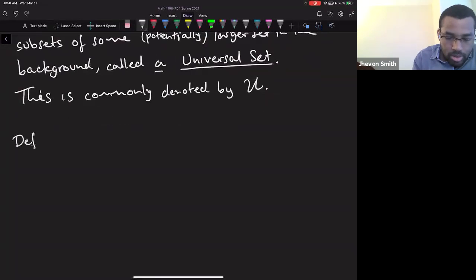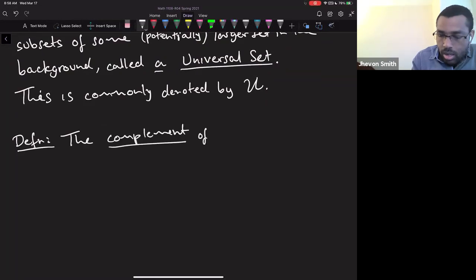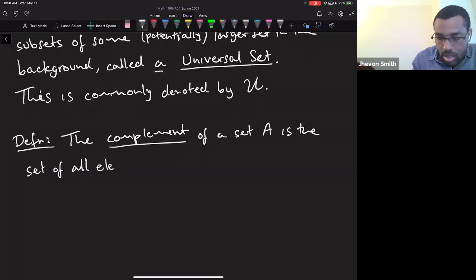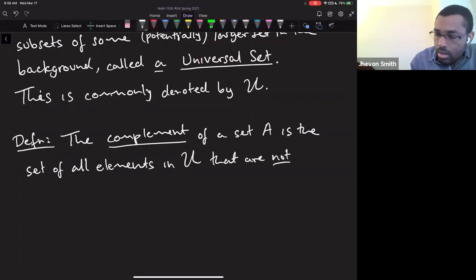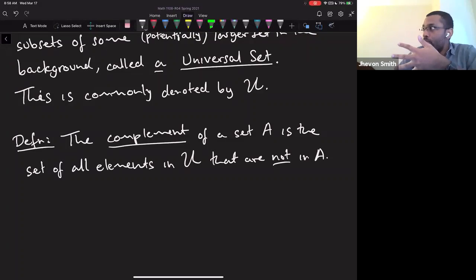Now let's talk about another definition, the complement of a set. This is the set of all elements in the universe that are not in A. So you have a set, and you think, in our universe, who is not currently in this set? What you're describing is called the complement of that set.